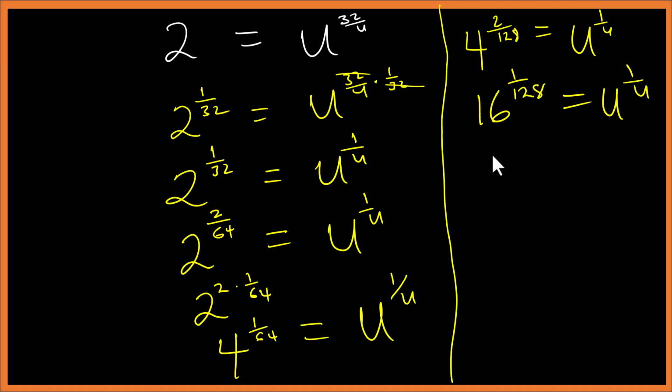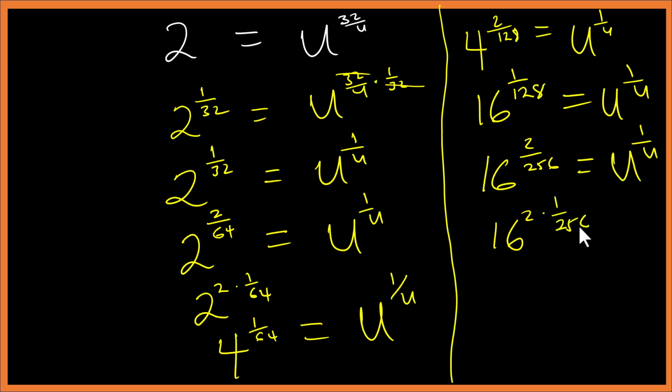Now let's go again. So that will be 16 to the power 2 on 256, u raised to 1 on u. So we have 16 squared, that will be 1 on 256, because u raised to 1 on u. 16 squared will be 256, so 256 raised to 1 on 256 equals u raised to 1 on u.